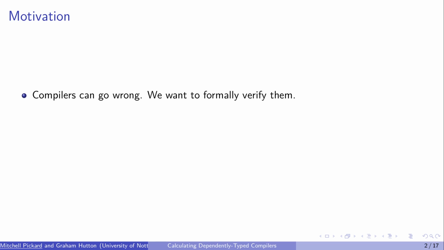Why would you want to calculate a dependently typed compiler? Well, compilers can go wrong. We all know that. It's not necessarily a very common occurrence, but we all enjoy formally verifying stuff. So it'd be nice to have completely formally verified compilers that we know cannot go wrong.